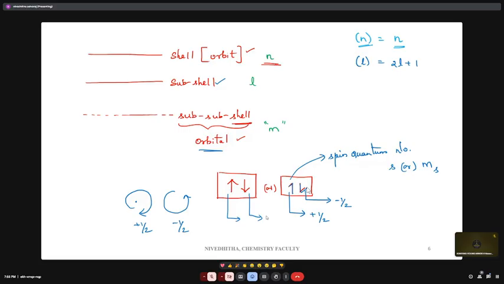Now my question is, how many electrons can I accommodate in the p subshell? Now I'm talking about the p subshell. You know, in one orbital I can accommodate 2 electrons. Now I'm talking about a subshell and I'm asking how many electrons I can accommodate in this p subshell.